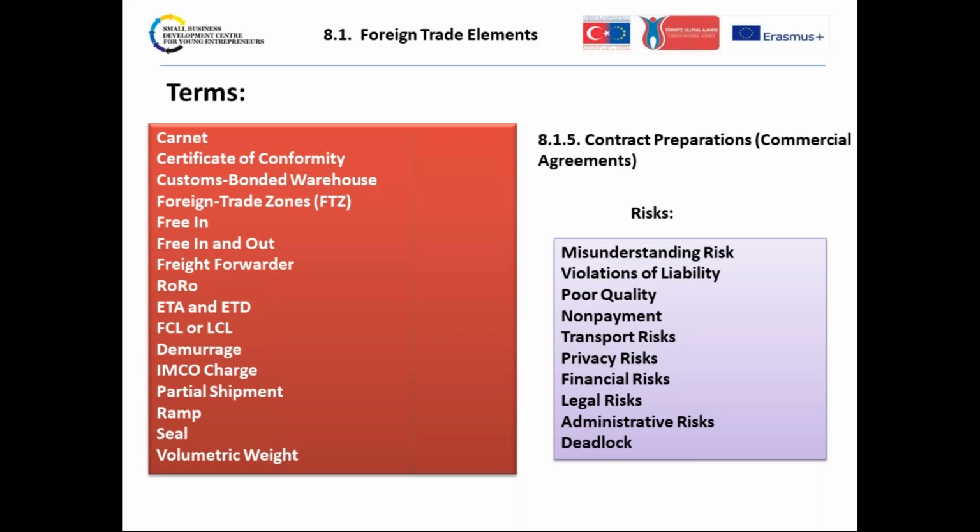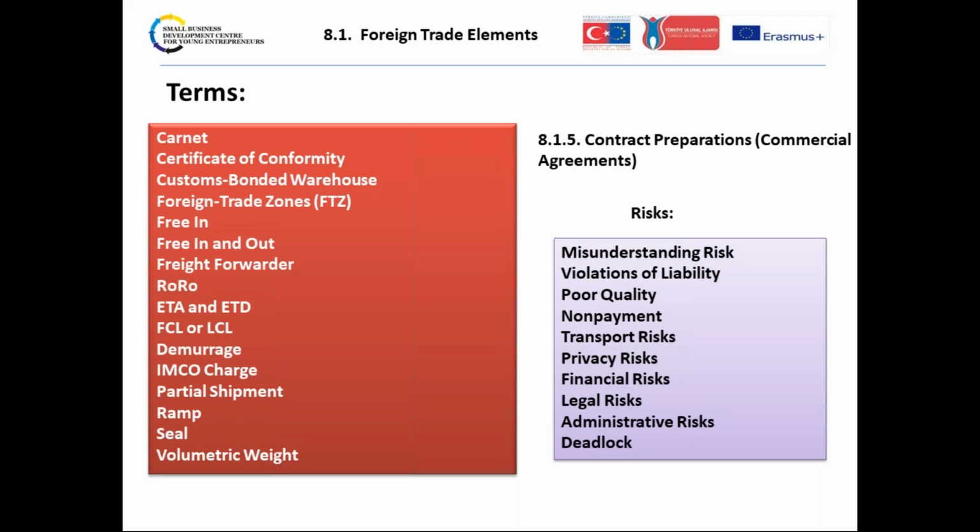So what are ETA and ETD? This means estimated time of arrival and estimated time of departure. Your customers are always asking for this information. They can ask you what the ETA is and what the ETD is, so you have to give this information. And let's talk about FCL or LCL, that means FCL, full container loading, and the other is partial shipment loading. These things are very important for international trade. You can check all of them later on.